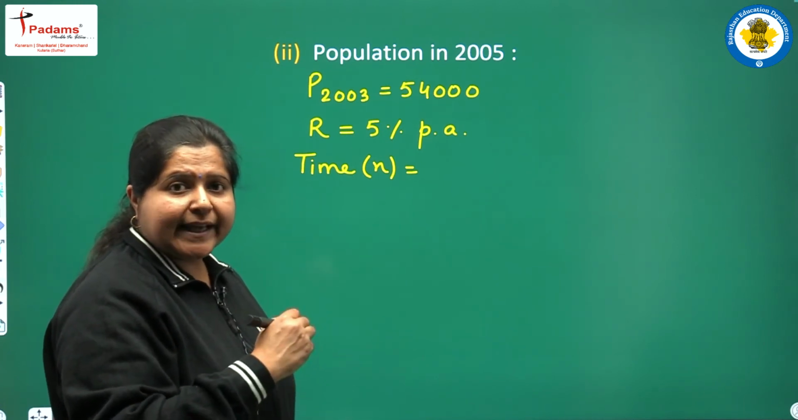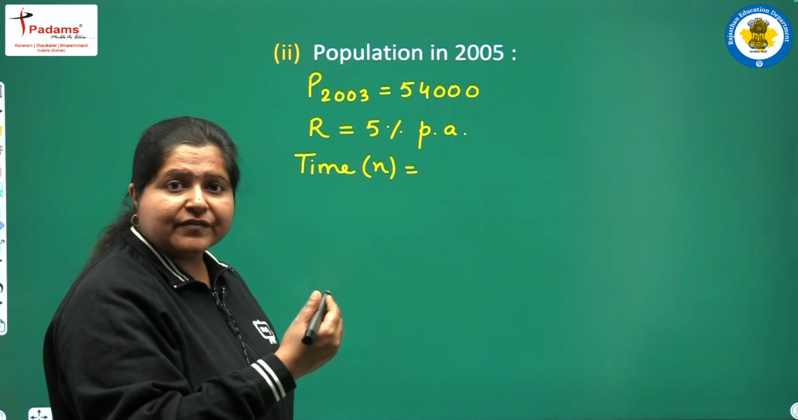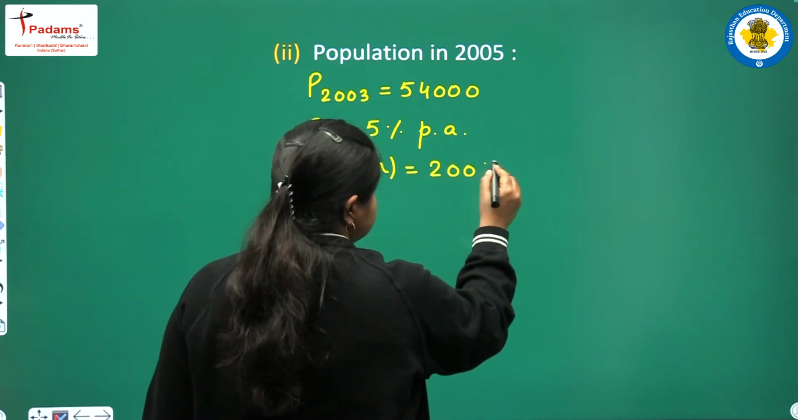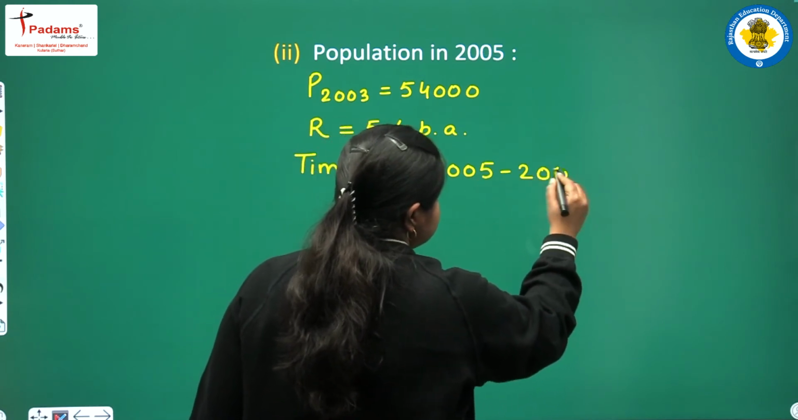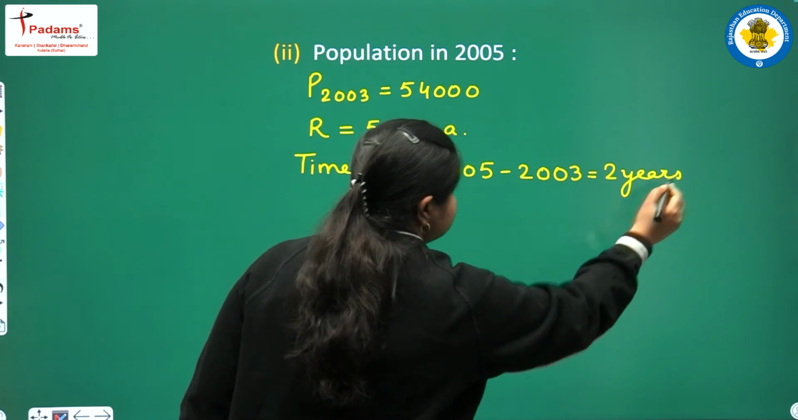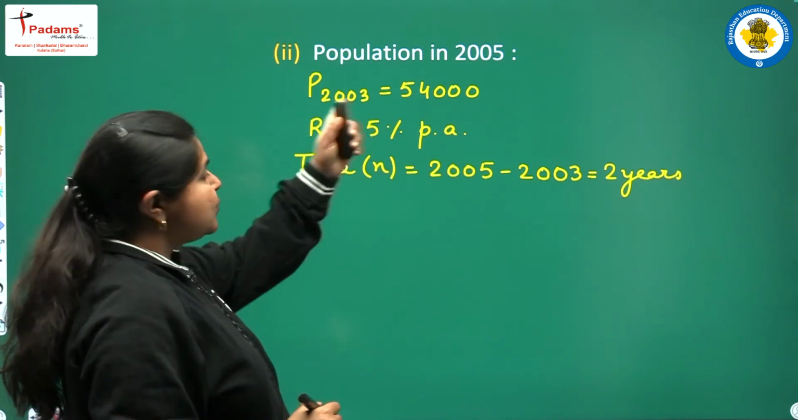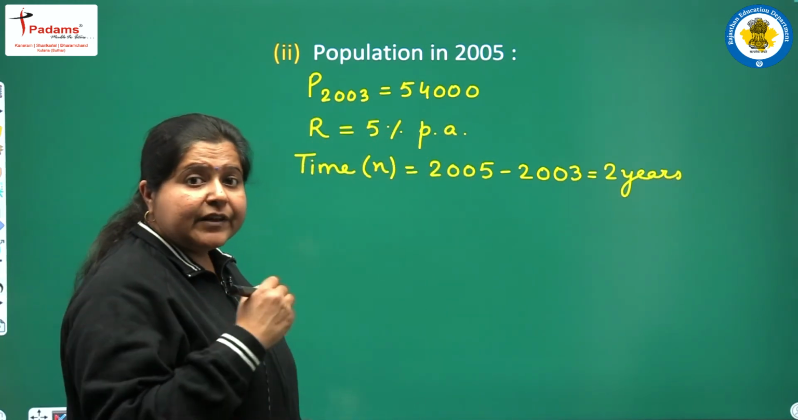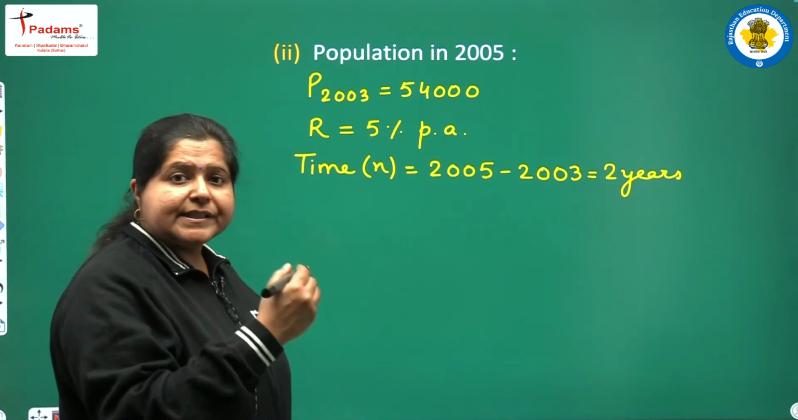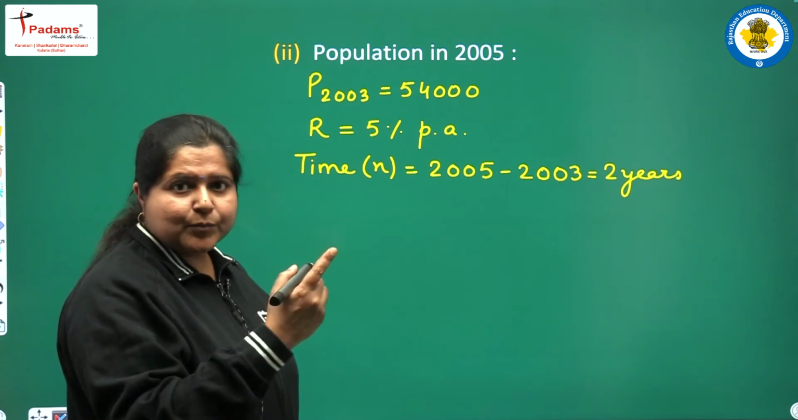2003 में जो population है उसी के basis पे तो हम 2005 की population निकालेंगे. So the time will be 2005 minus 2003, and this will be equal to 2 years. Now what will be the relation between these two populations? Obviously when we use the formula of compound interest, we get amount equal to principal into 1 plus r by 100 raised to power n.